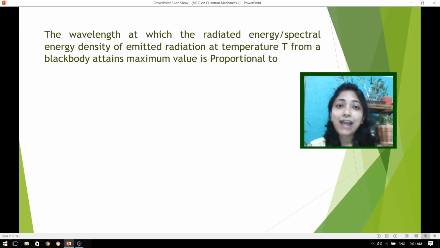The wavelength at which the radiated energy... Dear students, sometimes you will also see that a language other than radiated energy is used, something like: the wavelength at which the spectral energy density of emitted radiation at temperature T from a black body attains maximum value is proportional to, and the options given to us are 1 by T, T to the power 2, T to the power 4 and T to the power 3 by 2.